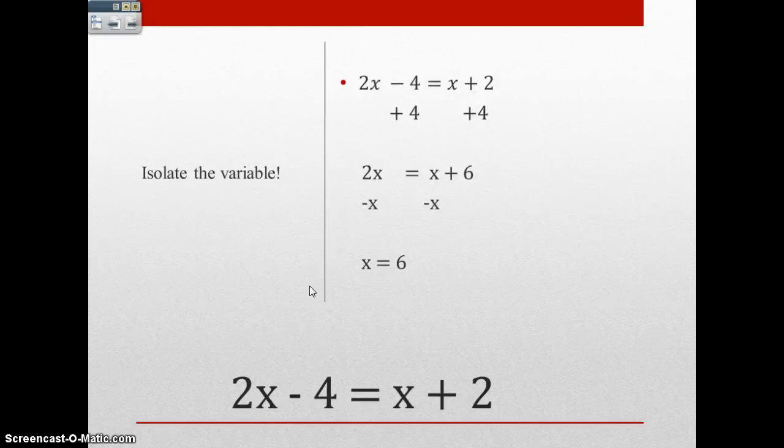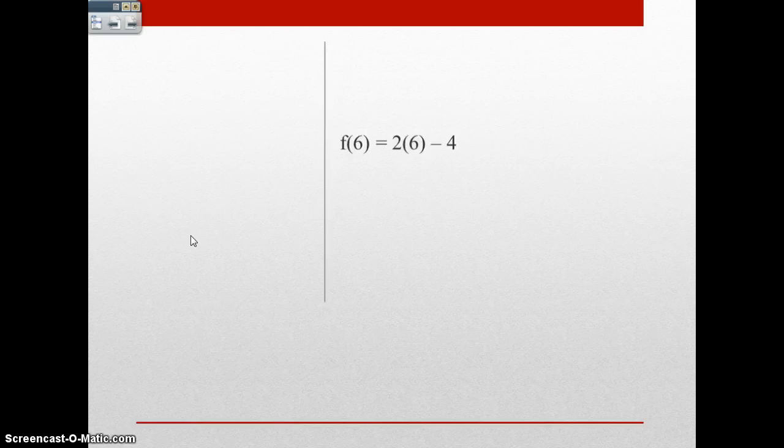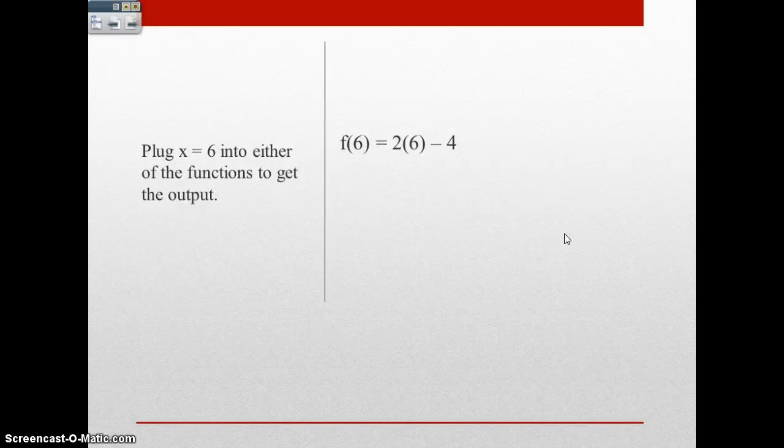But this is only an input. We need an ordered pair. What's missing? You're absolutely right. We're missing a y value or an output. So let's plug that 6 in for x. We plug 6 into either of the functions to get the output.